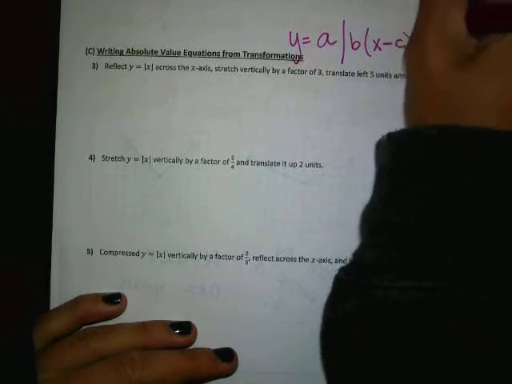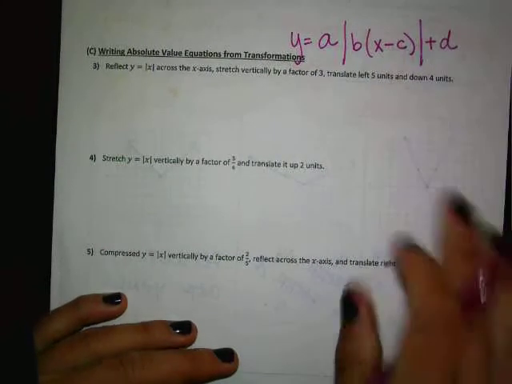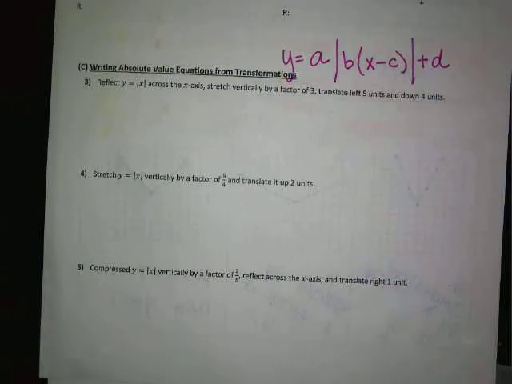All right. Writing absolute value equations from transformations. So now I'm going backwards. I'm giving you the transformations. I want you to write it in words. All right, I know that these are going to be the holding spots: the A, the B, the C, and the D. And you just need to figure out where your numbers are going to go.